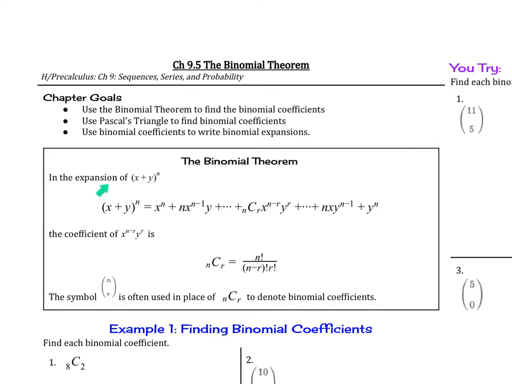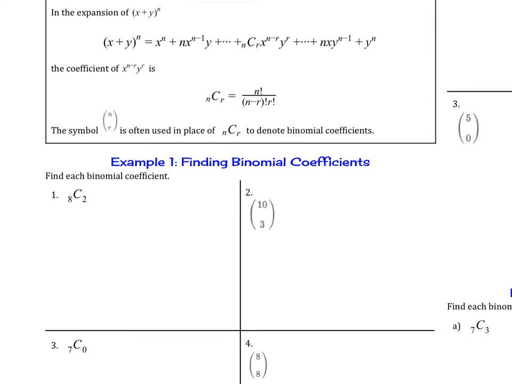So the binomial theorem, for expanding (x + y)^n: notice that the coefficient of x^(n-r) y^r is nCr, so n factorial over (n minus r) factorial times r factorial. Sometimes the symbol (n r) is used in place of nCr to denote binomial coefficients.